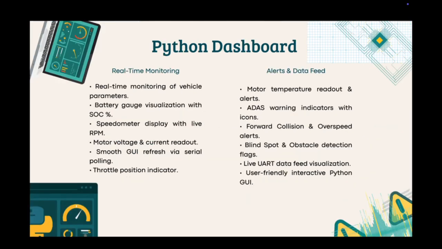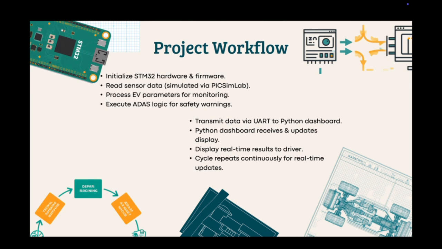Python dashboard. The Python dashboard provides a user-friendly interface for monitoring all vehicle information. It receives real-time data from STM32 through UART and displays parameters such as battery level, speed, RPM, current, temperature, and throttle position. Whenever an unsafe condition is detected, the dashboard immediately displays the corresponding ADAS warning, allowing the driver to take quick action.